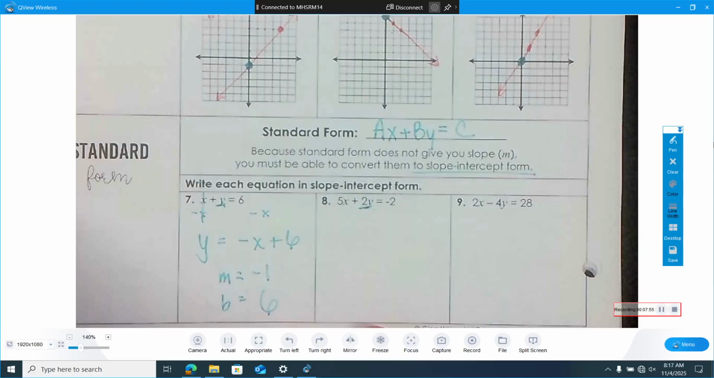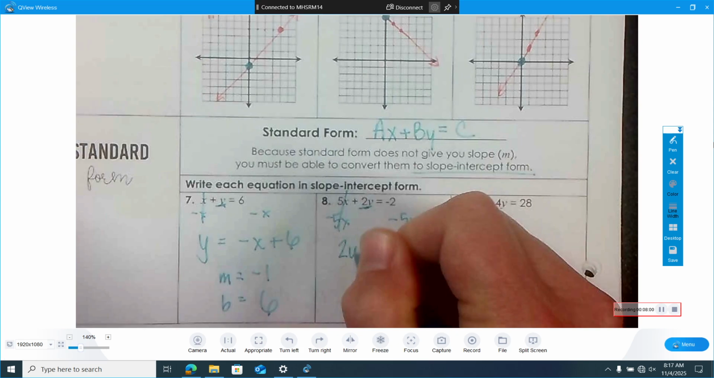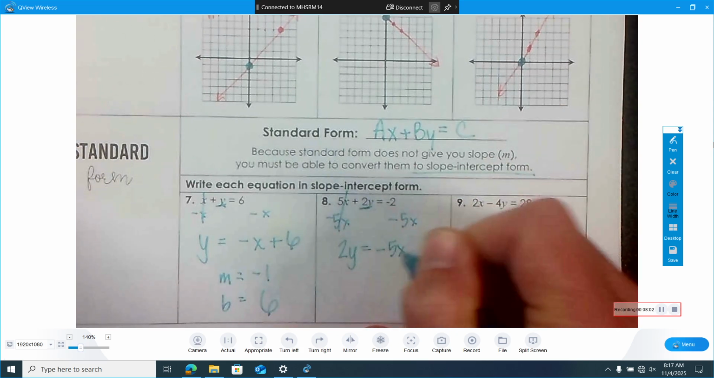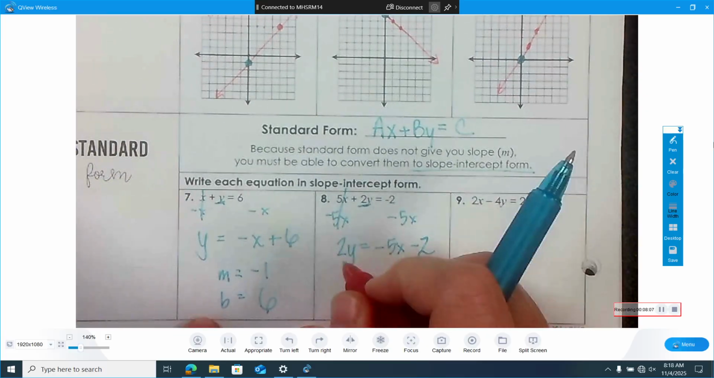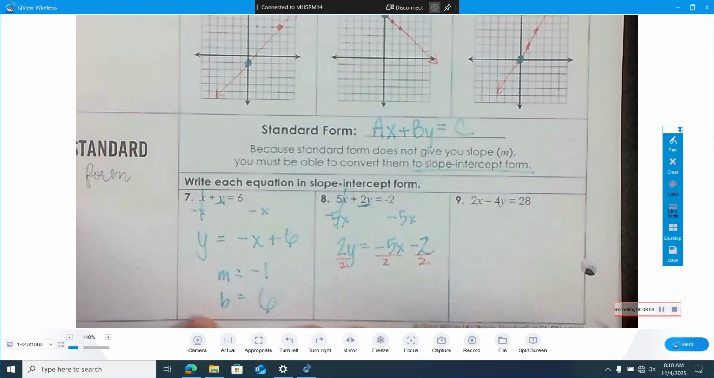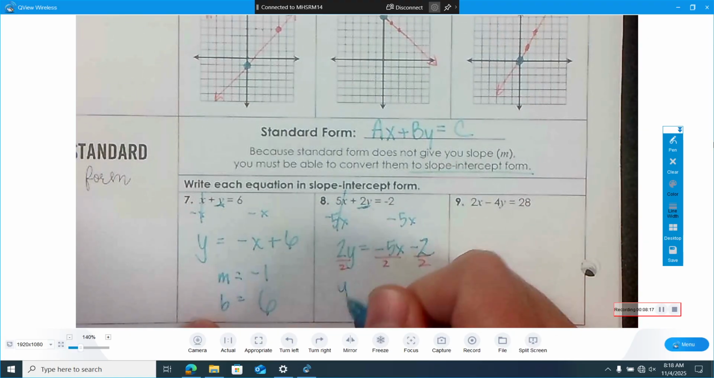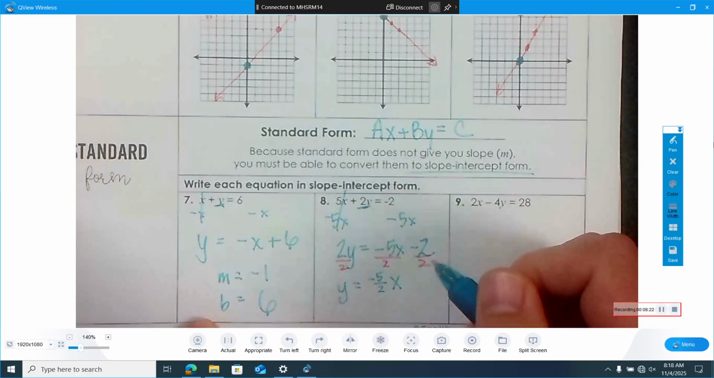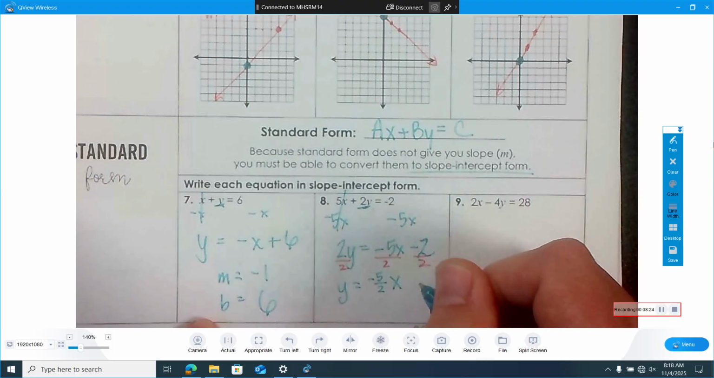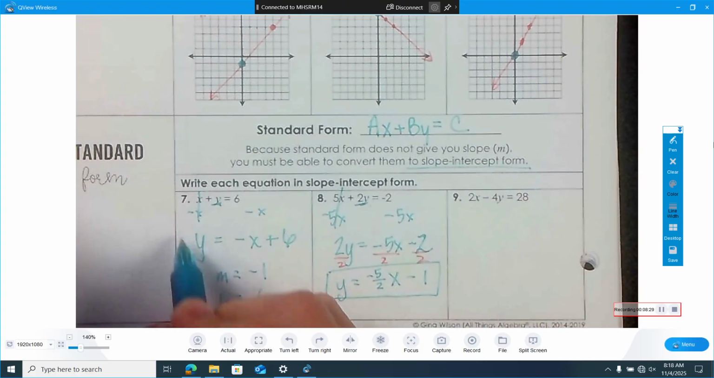So again, on number 8, we want to get the y by itself. What do we need to do first? Minus 5x. Wow, what participation there. That was awesome. 2y is equal to a negative 5x and a negative 2. And then what do we need to do? Divide every single term by 2. So we get y equals negative 5 over 2x, and negative 2 divided by 2? Negative 1. So here we are in slope-intercept form.